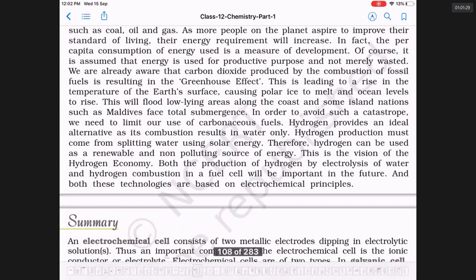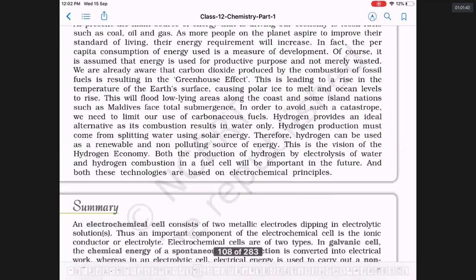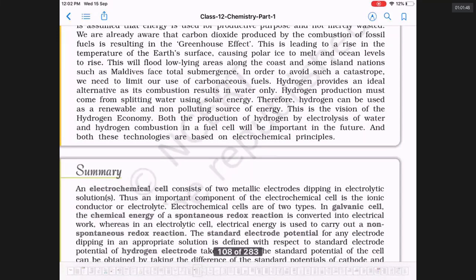Therefore, people should avoid using what causes pollution. One of the things that causes pollution is petrol. Instead of petrol and diesel, it is better to use hydrogen. When hydrogen is burned, you get water vapor. That does not cause any pollution. Hydrogen production must come from splitting of water using solar energy, because solar energy is free of cost, cheap. So hydrogen can be used as a renewable and non-polluting source of energy. The study of how to generate hydrogen and how to use it for welfare is called hydrogen economy.